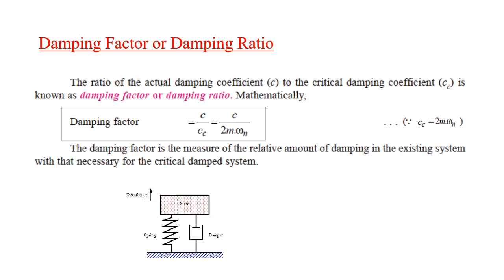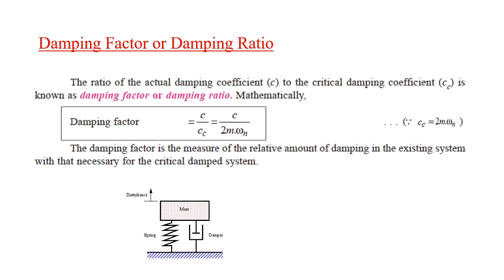The ratio of the actual damping coefficient to the critical damping coefficient is known as the damping factor or damping ratio. It is given mathematically as damping factor is equal to C divided by Cc, where C is the actual damping coefficient of that damper and Cc is the critical damping coefficient of the damper. The value of C is generally standard for your damper, and Cc is the critical damping coefficient required for the system to be critically damped. It is given as Cc is equal to 2 m into omega n, where m is the mass attached to that damper and omega n is the natural circular frequency, which is given as omega n is equal to square root of s by m or k by m.